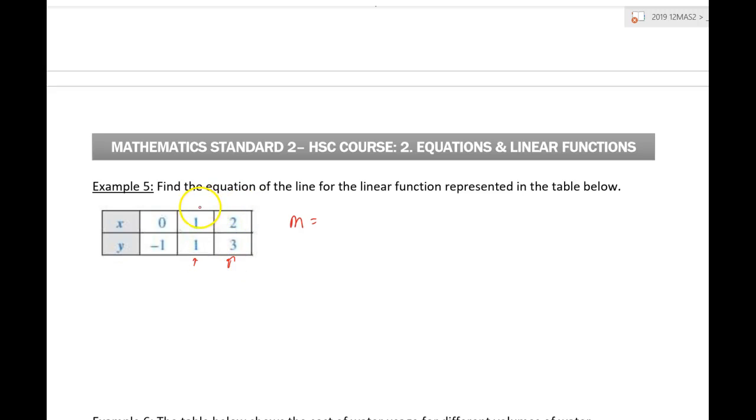I'm going to call this x1, this x2, y1 and y2. You don't need to label it like that, but it helps to keep it in mind perhaps. So I need the change in this dependent variable. So I've got 3 minus 1, right, the difference between these two numbers, the second one minus the first, divided by the same thing here, the second minus the first, divided by 2 minus 1. And that, of course, gives me 2 over 1. So my gradient is 2.